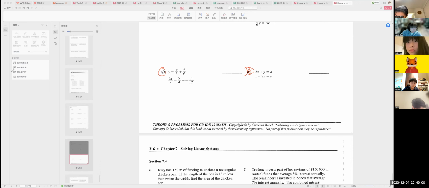Okay, everybody remember when we do this, Elaine, do you still remember I said you have to get rid of the fraction first, right? For the first one, we times 6, so 6y equals 2x plus 5. Vicky, understand? And for the second one, because of 2, 4, and 12, I times 12, so it's 18x minus 3y equals negative 11. Make them like that, and you can do it. This question is actually really good because with 6y, you can replace it with the 3y.